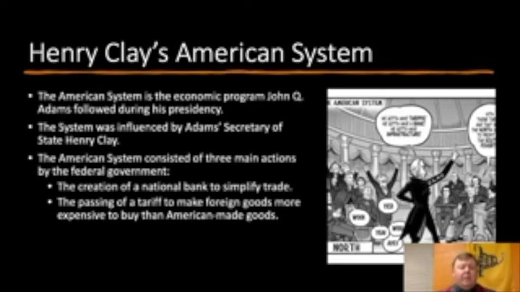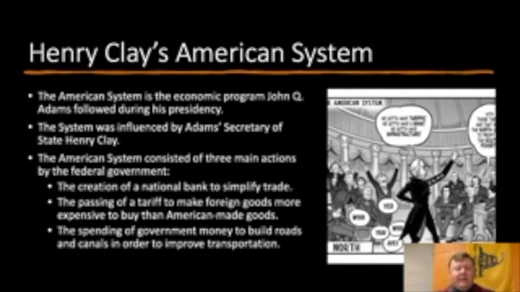The United States also passed a tariff to make foreign goods more expensive to buy than American-made goods. Okay, so again, a tariff is a tax put on imports. So they're trying to raise the prices of foreign goods so people would buy American goods. And last, the third thing they did was the spending of government money to build roads and canals in order to improve transportation. We'll talk a little bit more about roads and canals when we come back from winter break. But here we see Quincy Adams using government money to build roads and canals to help improve transportation. So this is kind of when this gets going.